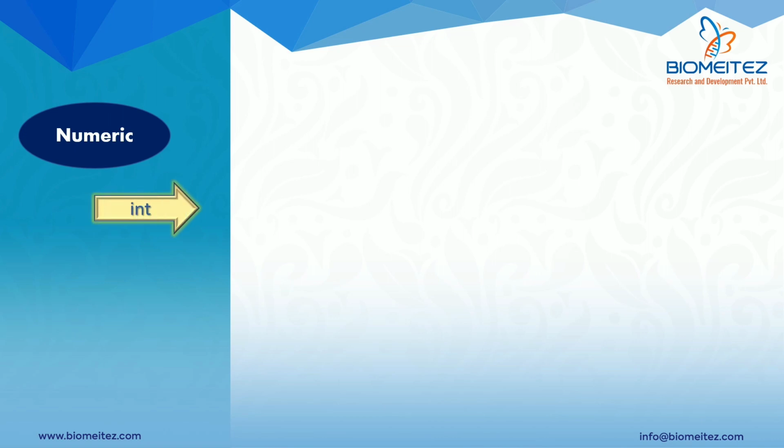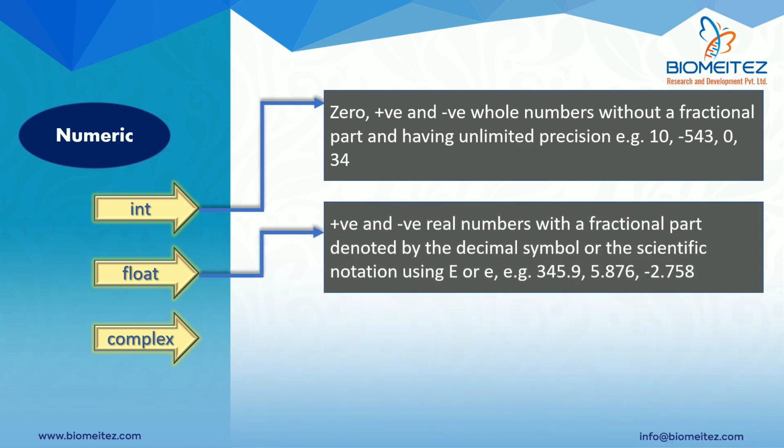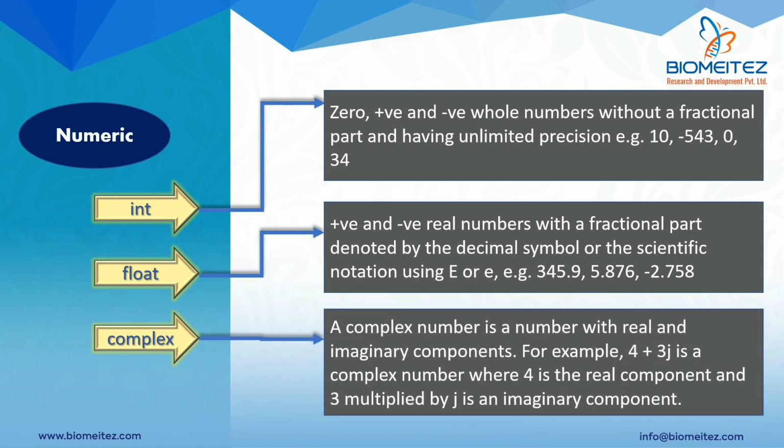Numeric data type. It includes three major subtypes: int, float, and complex. Int represents numbers like 0, positive, and negative whole numbers without any fractional part. Float represents positive and negative real numbers with the fractional part. Complex numbers represent real and imaginary components.